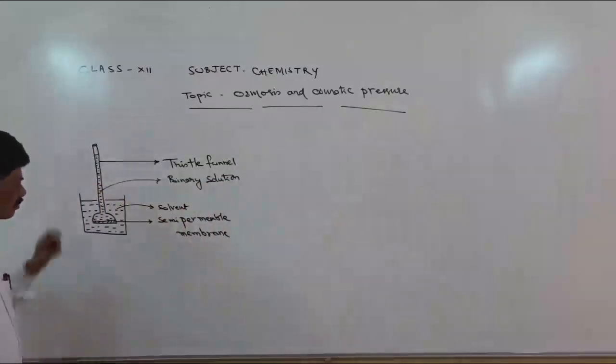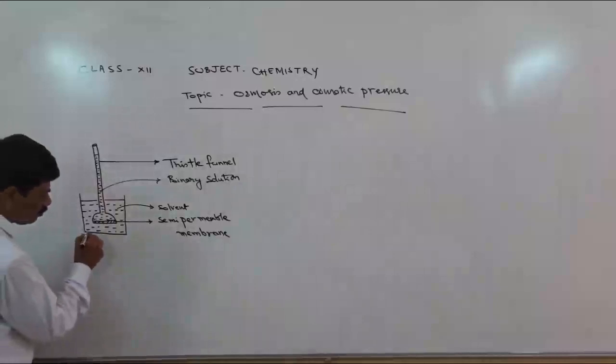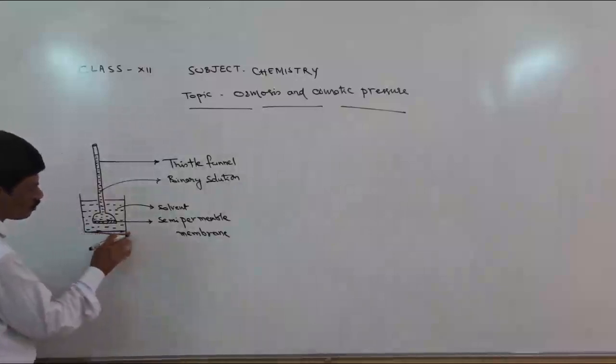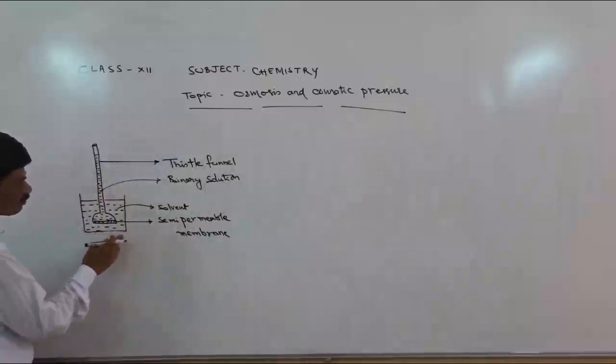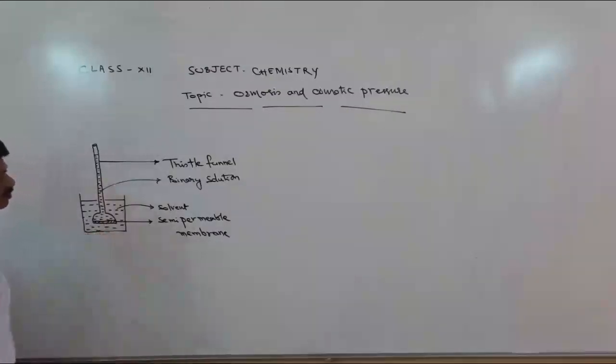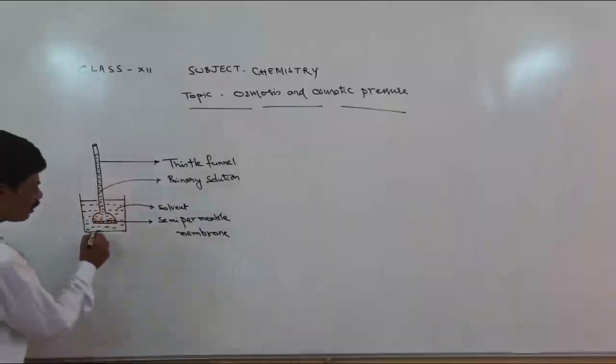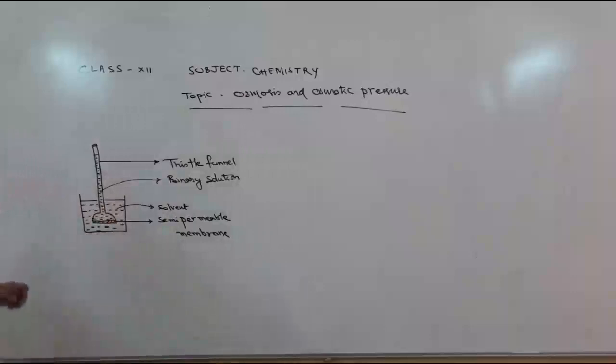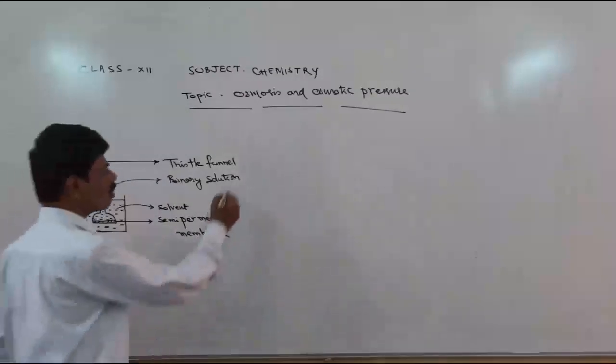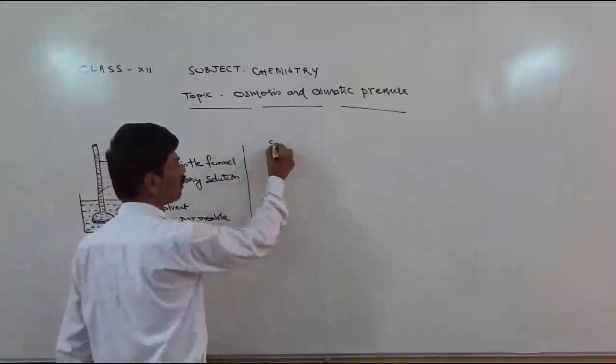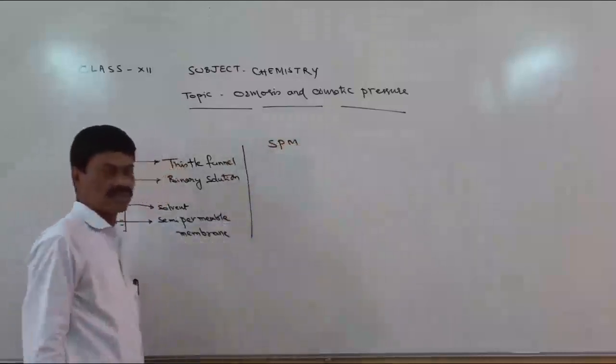Now in this activity, let us see what is going to happen. As I told you, this is the thistle funnel, and in it we have taken a binary solution, and in the beaker, or any container, solvent is taken. The thistle funnel is closed with the help of a semi-permeable membrane. Let us see what is the role of the semi-permeable membrane, SPM as it can be abbreviated.